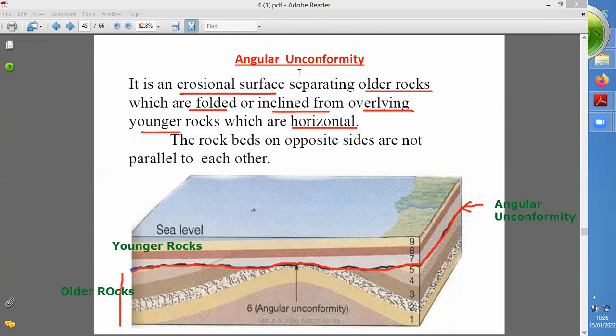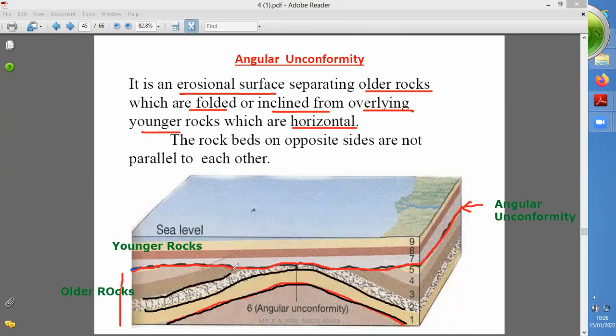So what you see here, the older rocks, what is the attitude or orientation of the older rocks? Can anybody tell me how they are looking? Now, when you look here, they are inclined or folded rocks. Yes, inclined or folded. These rock layers are inclined and folded like this.